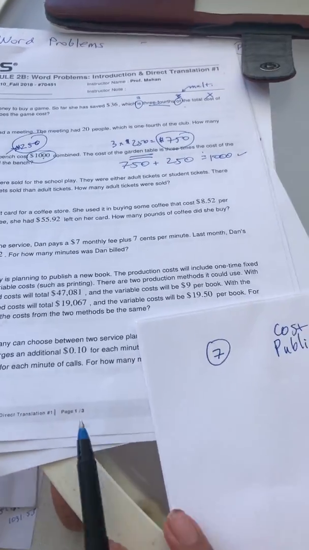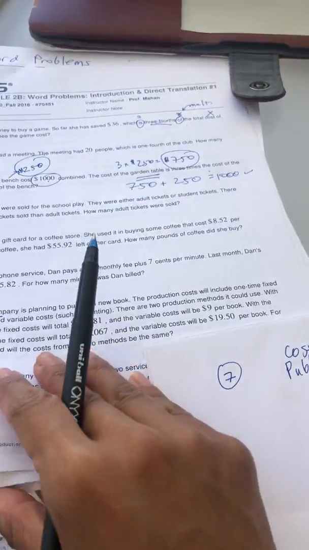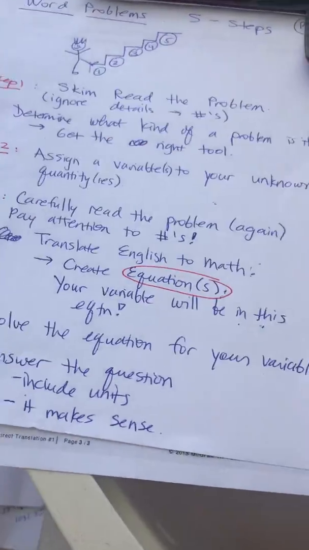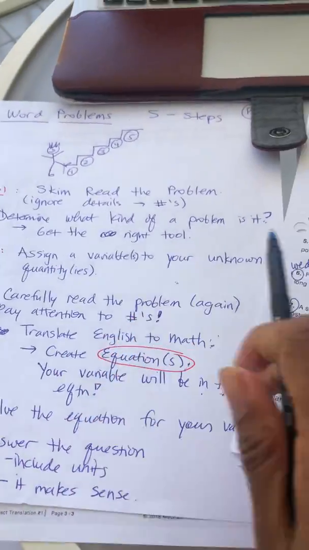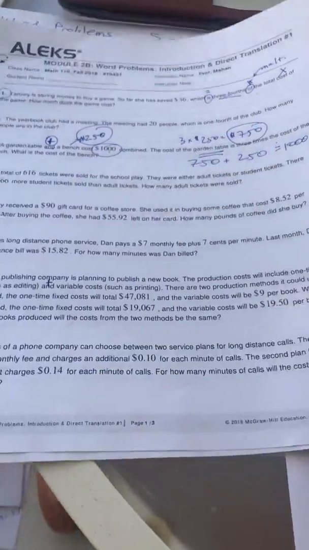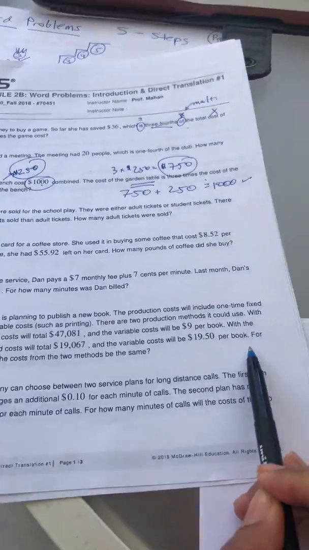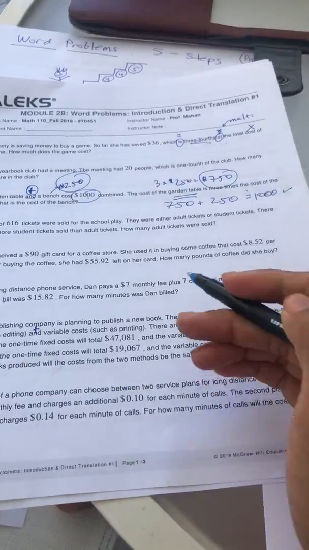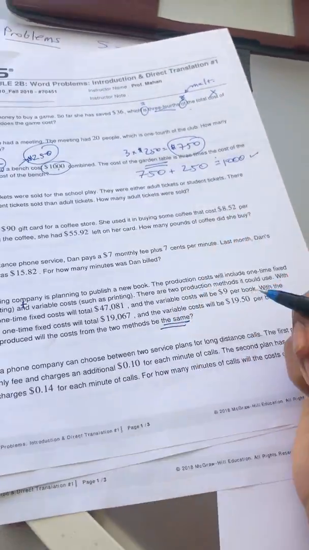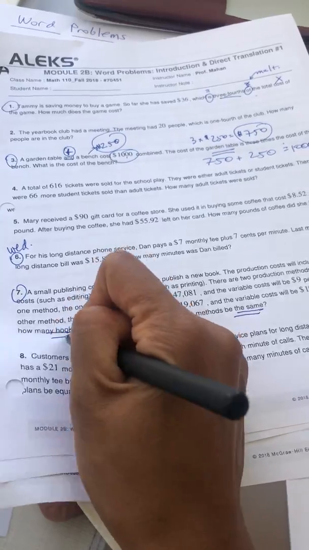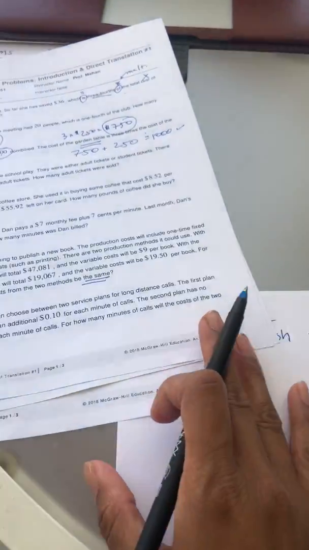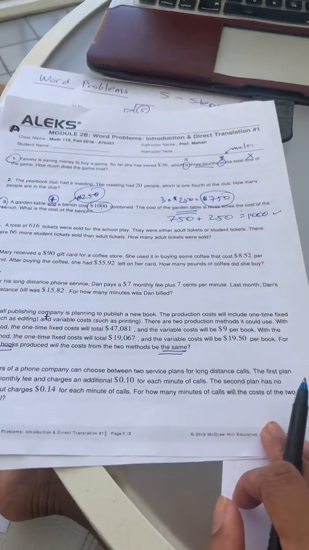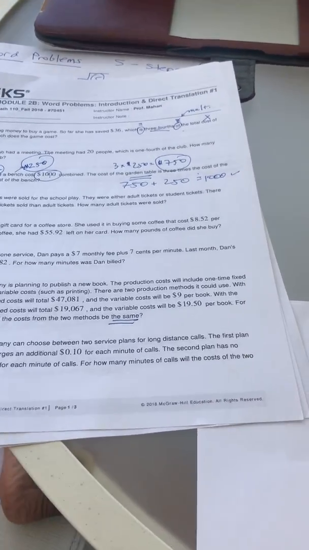So that's the situation. So right now, let me go back, and I kind of skipped step 2, sorry. Assign a variable to your unknown quantity. What is it that we want to know? For how many books produced will the book cost from the 2 methods be the same? So I'm going to underline same. It says how many books. So how many books do you need to produce in order to have the 2 methods cost the same?